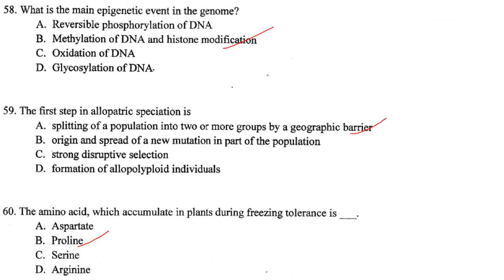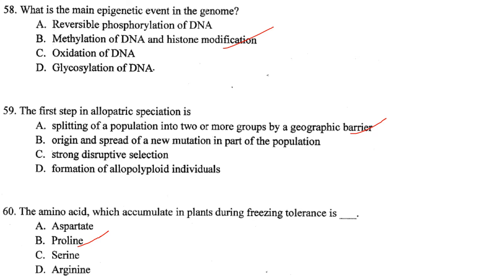Then what is the main epigenetic event in the genome? So it is methylation of DNA and histone modification. The first step in allopatric speciation is, so allopatric speciation occurs when biological populations become geographically isolated from each other to an extent that prevents and interferes with the gene flow. So the answer here is splitting of a population into 2 or more groups by a geographic barrier. So the answer is option A.